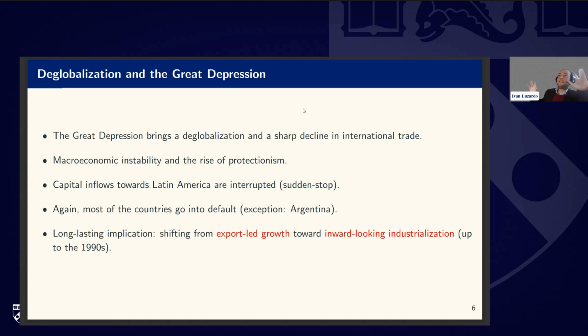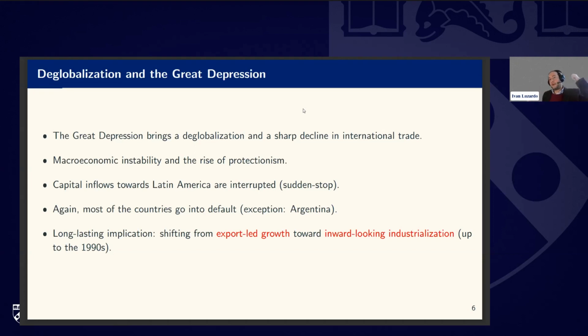So we have that. This is the general picture. So we have the globalization at the global level. But what is interesting in the case of Latin America is that the globalization would have long-lasting consequences, long-lasting implications in the case of Latin America. And what we will see is a change of era.